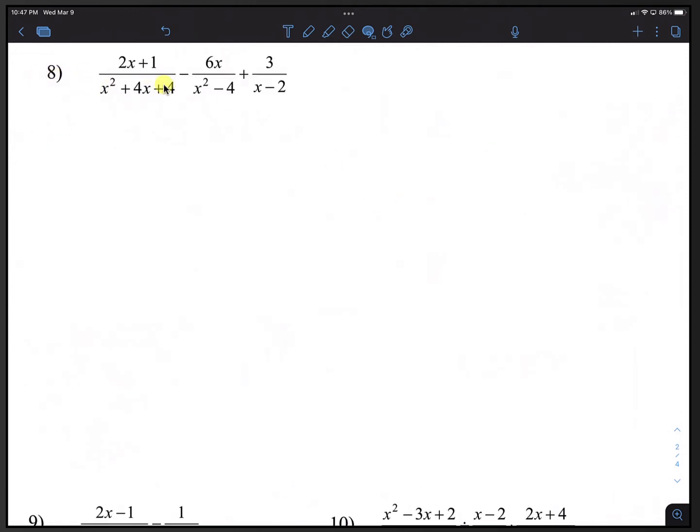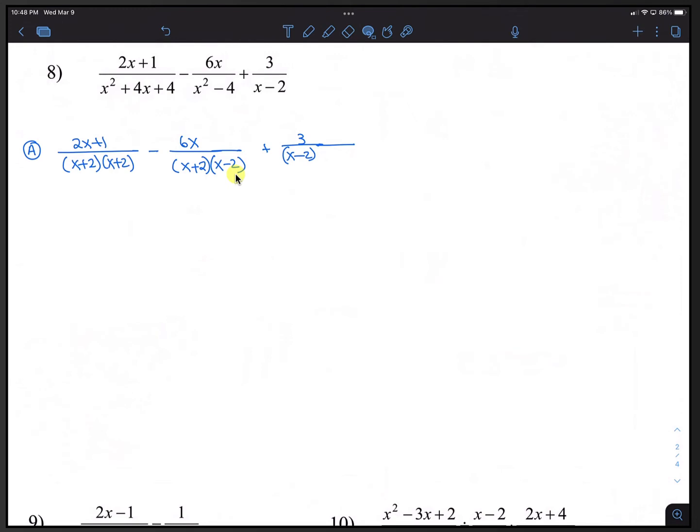Okay, in number 8, we have 3 fractions that we are subtracting and adding together. So we'll need to factor everywhere and make sure we have common denominators. So here we have step A, where we factor the x squared plus 4x plus 4 into x plus 2 times x plus 2. X squared minus 4 in the second fraction factors into x plus 2 times x minus 2. And then we just bring everything else down. So our common denominator is going to be x plus 2 times x plus 2 times x minus 2.